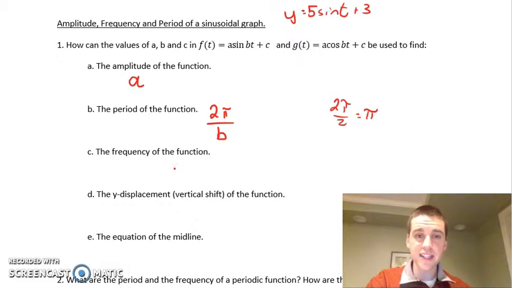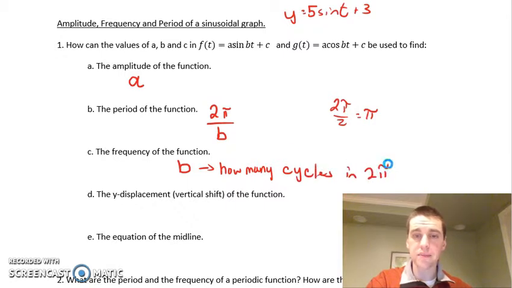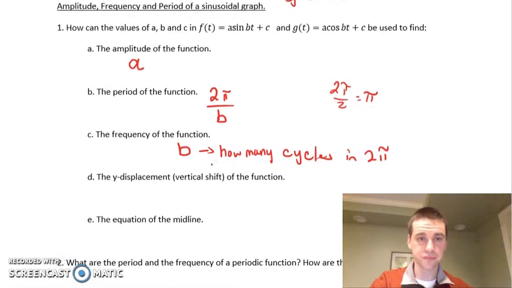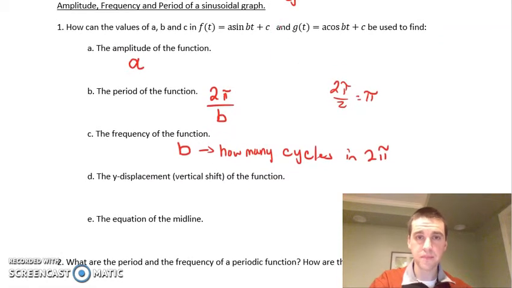The frequency is just the b value. The frequency is how many cycles in 2 pi. So just think of that. There's 1 cycle in 2 pi because the b value is 1. It's how many times it completed 1 full cycle. The y displacement, you know this, is the c value. We've done this enough. And the equation of the midline is y equals c.